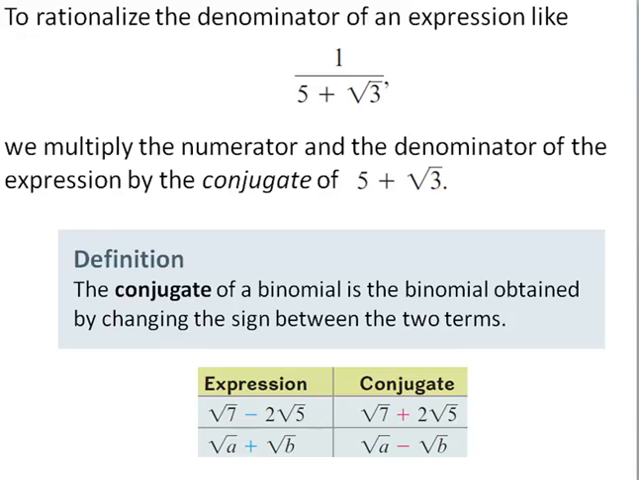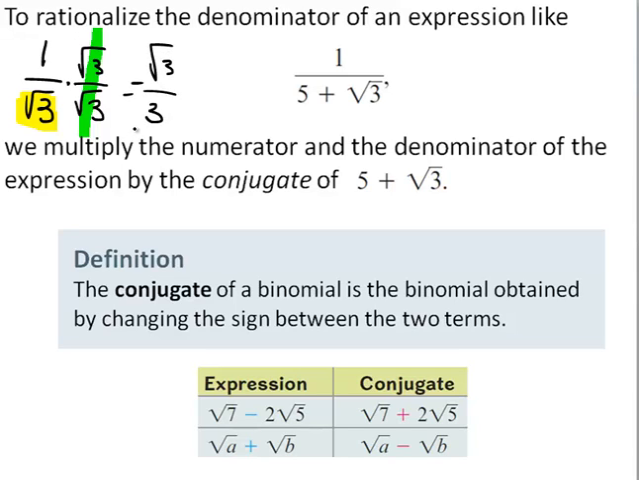So before we were working on rationalizing stuff that looked like this. And we know that math etiquette says you can't have a radical in the denominator. So to get rid of that, we multiplied it by the same square root, basically 1, and ended up with the square root of 3 over 3.